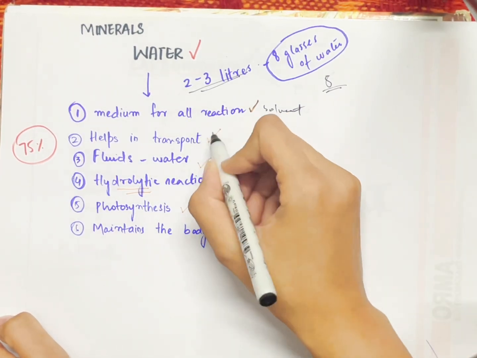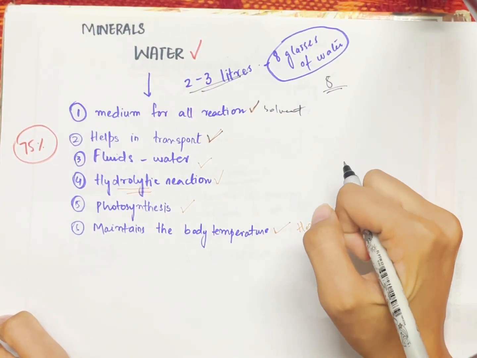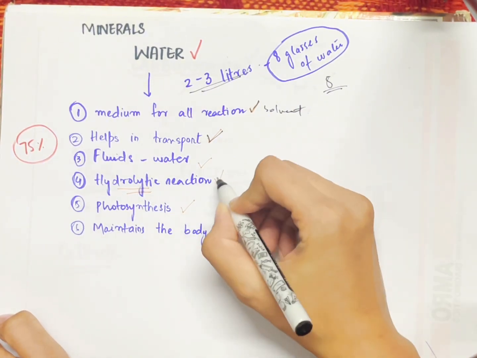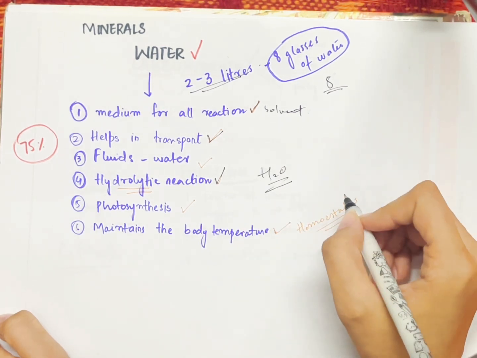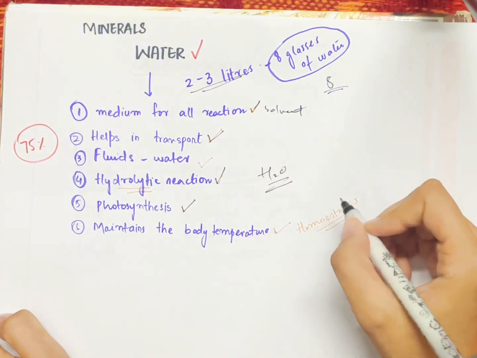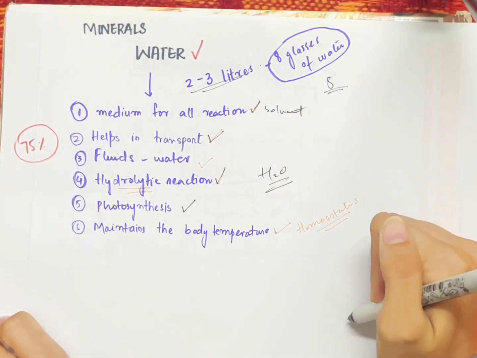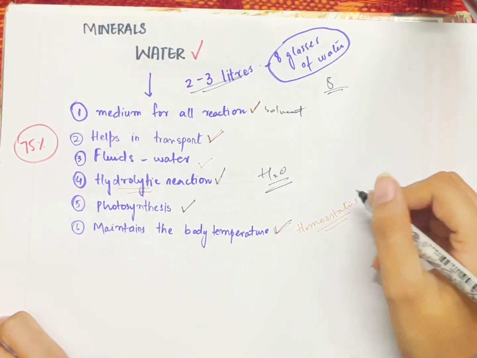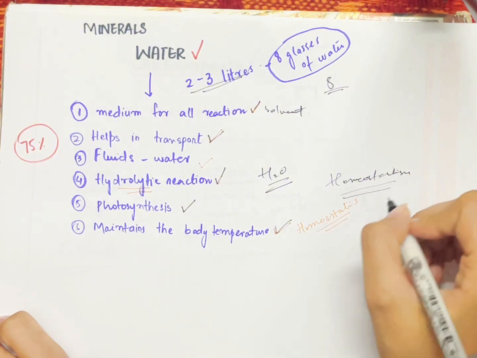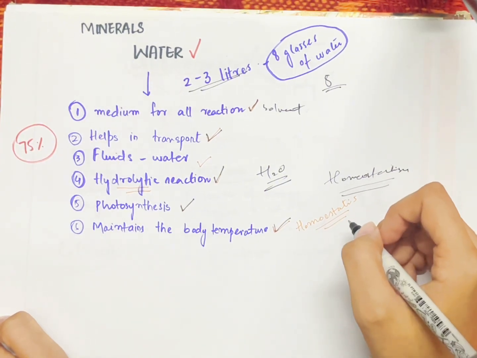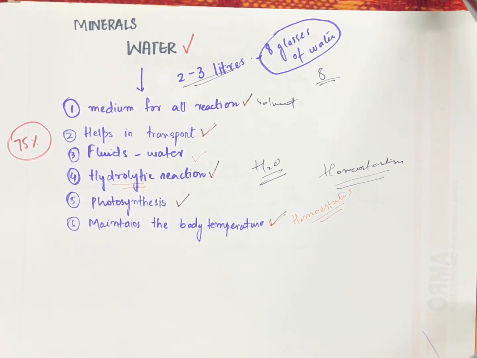Other than that, water helps in transport. Water is the medium of the entire body, and it plays a very important part in transport. It also takes part in hydrolytic reactions, which are the reactions that require the presence of water. It is also a very important constituent of photosynthesis, the process of food making in plants, which requires water in a very high quantity. Then it helps attain the body temperature, which is termed homeostasis. Homeostasis is the maintenance of body temperature and the other constituents responsible for vital functions, and water plays a very important role in maintaining the body temperature.